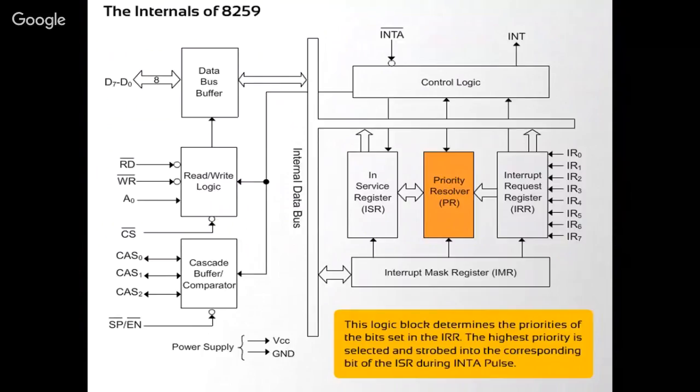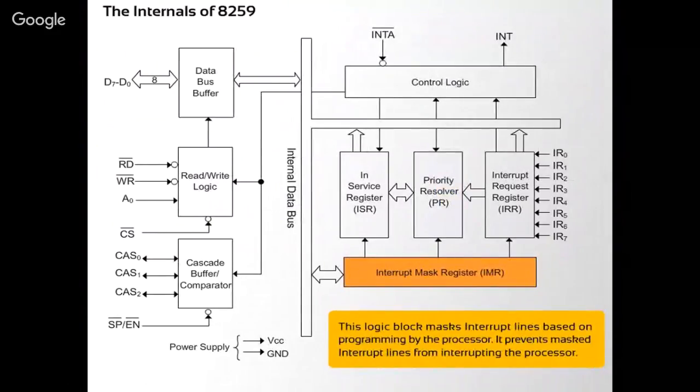That one is the interrupt mask register. It is also an 8-bit register having 8 flip-flops corresponding to each IR level, and it can be programmed by an operation command word 1 to store a particular bit which enables or disables the corresponding IR level. To enable or disable a particular IR level, the programmer has to transfer logic 0 or logic 1 in the corresponding bit of the interrupt mask register.